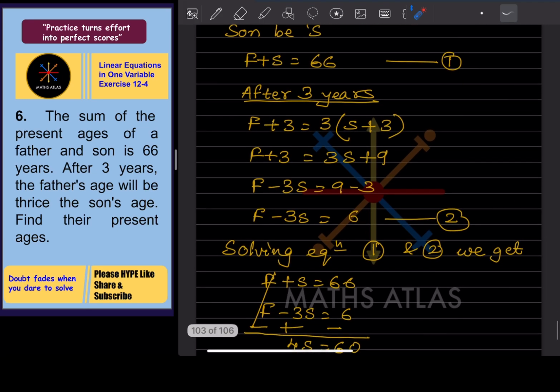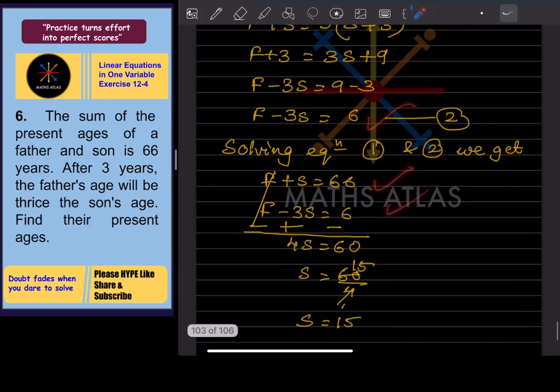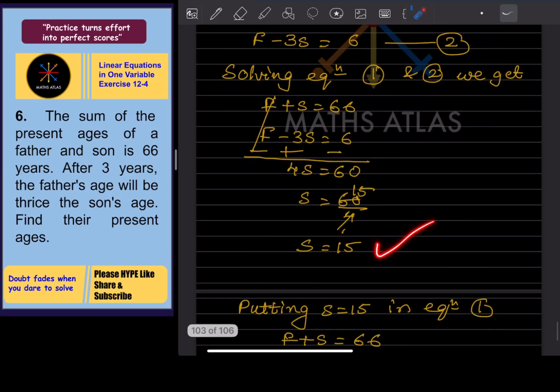So solving equations 1 and 2, what will we do here? Minus and minus becomes plus. This is plus, so this will be minus. So this and this get cancelled out. Now you look at the new sign. So this will be plus 3 and this is going to be 1. So 4S will be 66 minus 6, which is 60. So S is going to be 15. So son is 15 years.